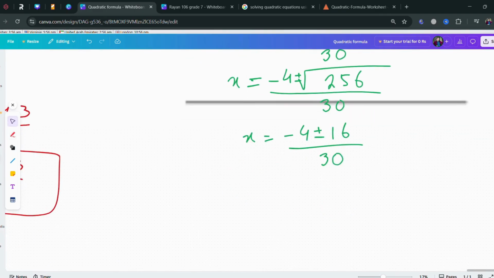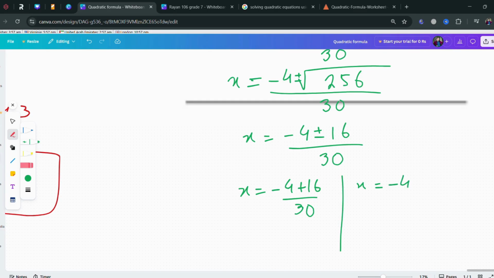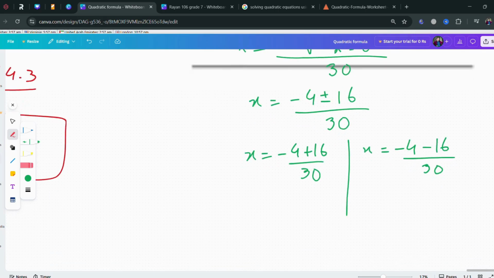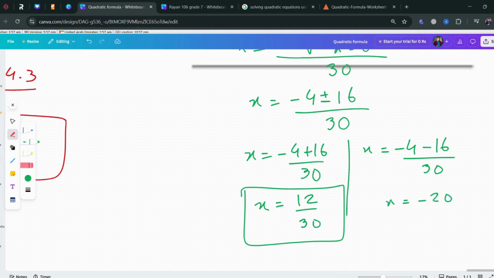So now I've got two options. First, I will write it down as minus 4 plus 16 divided by 30. And second time, I will write it down as x equals to minus 4 minus 16 over 30. So x is equivalent to 12 over 30, and x is equivalent to minus 20 over 30.